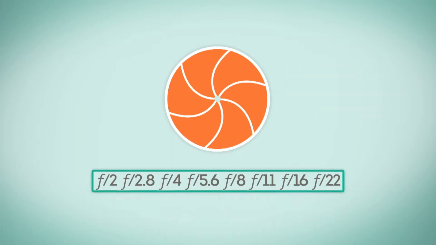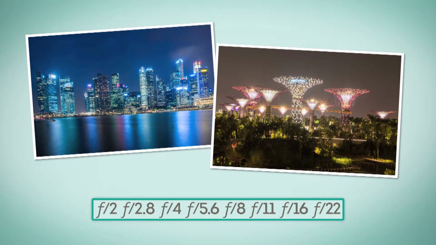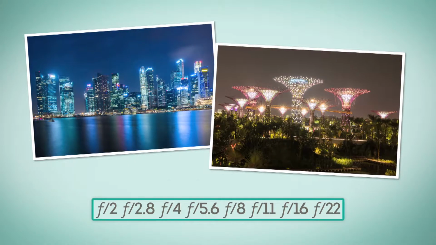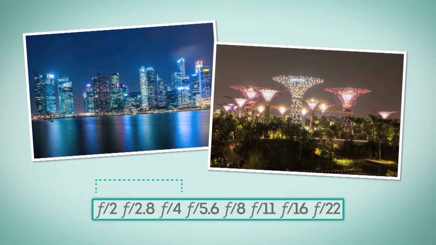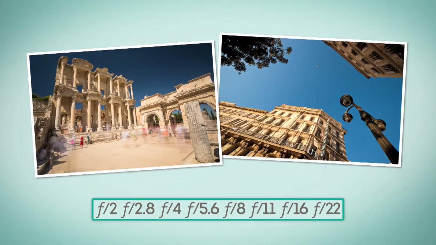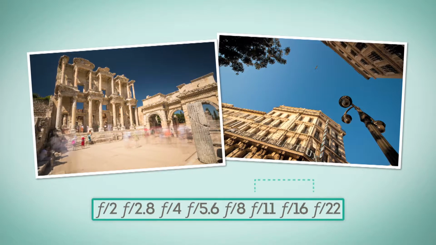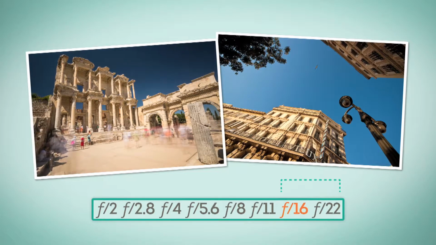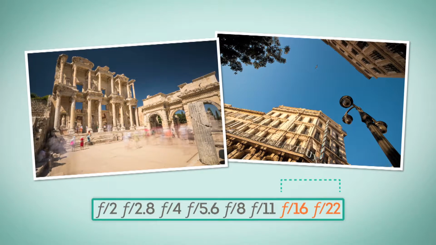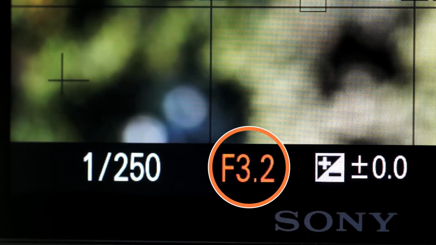We use the F numbers to control how open or closed the iris is. In dark conditions, where more light is needed, the size of the aperture we select will be larger. Numbers such as f2 or f4 indicate a large aperture. In bright conditions, where less light is needed, the size of the aperture we select will be smaller. Numbers like f16 or f22 indicate a small aperture. This is where you can find aperture readings on your camera.